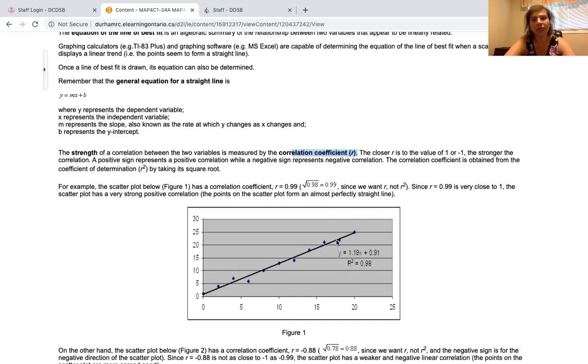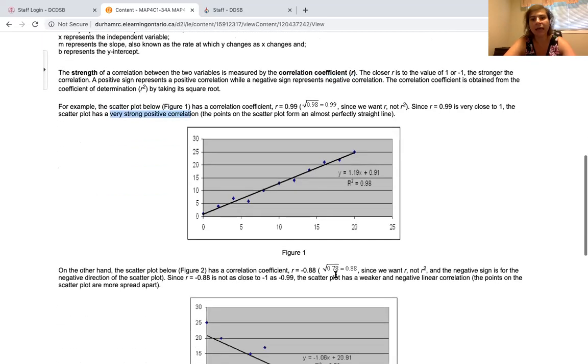And also, if you have a line that's going up, as you can see in this graph right here, since your line is going upward and it has a 0.99, we know it's a positive correlation. It's a positive and strong correlation. So we can say that this one has a very strong positive correlation, which means the points on the scatter plot form an almost perfectly straight line.